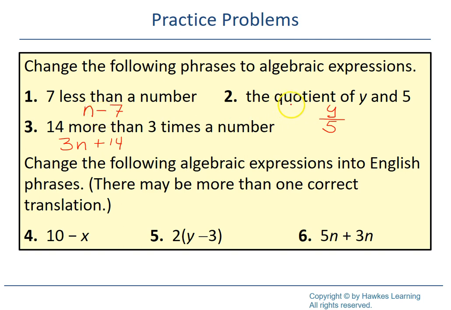And when we use the word quotient, quotient is just another name for a fraction. And the first thing they say goes on the top. That'll be the y. And then whatever they say next goes in the bottom. Now, 14 more than 3 times a number. Now here, if you put the 14 first, that would have been okay, but they usually like the variable first. So, 3 times the number plus 14.